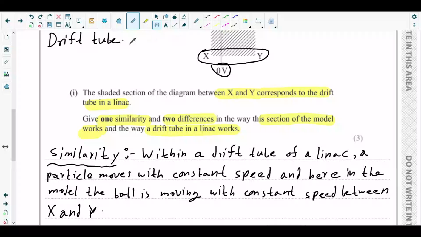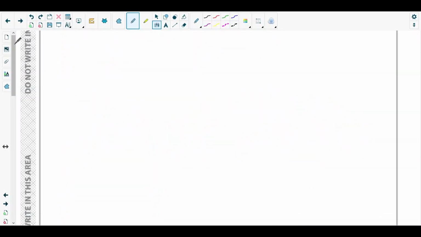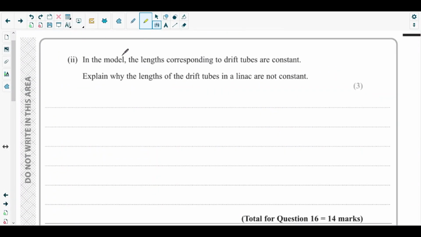Okay, next is part 2 of B. Here the question says in the model the lengths corresponding to drift tubes are constant. So the question is asking to explain why the lengths of the drift tubes in a Linac are not constant. Why the lengths of the drift tubes are not constant.